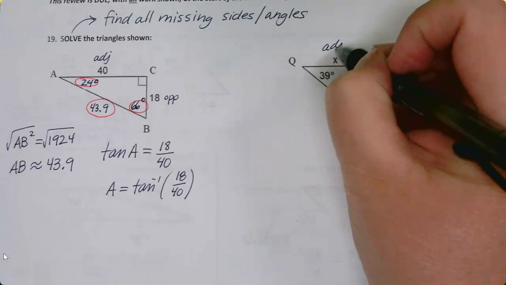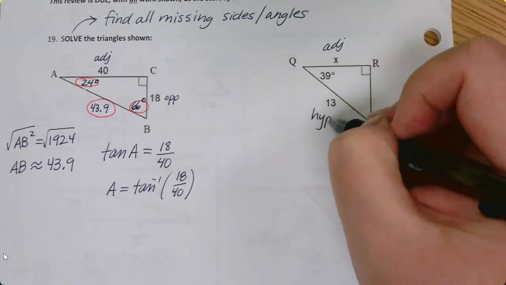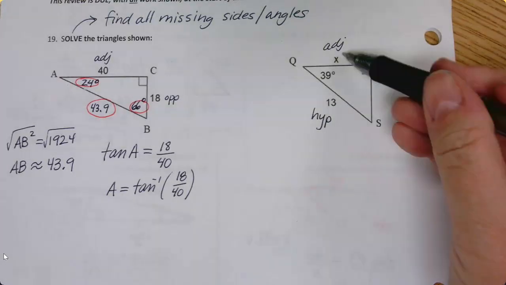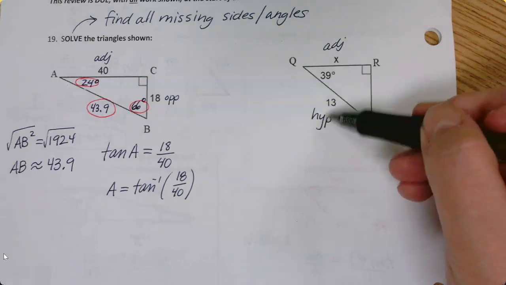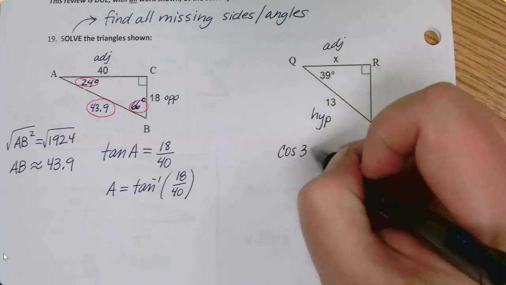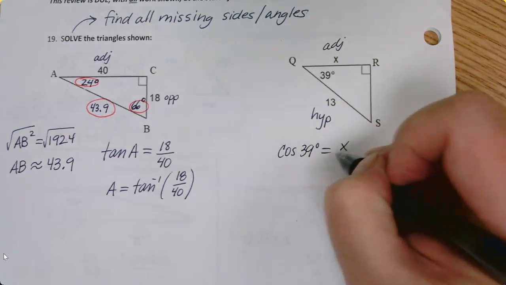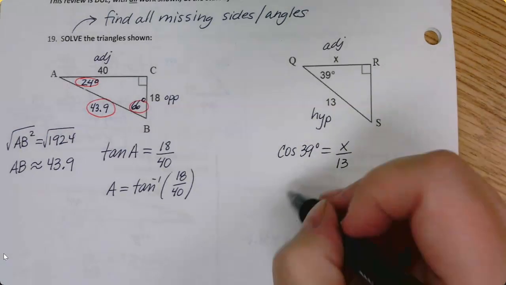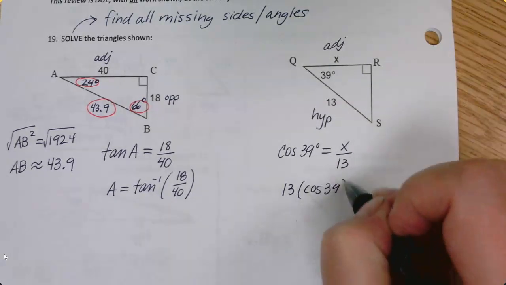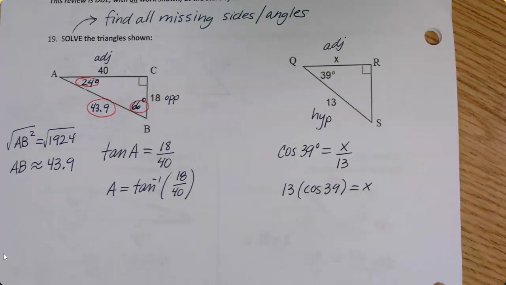Adjacent is here. Hypotenuse is here. I'm going to find this x. That's what I'm going to find first, because x kind of attracts me, and I want to do that. So this is cosine. Adjacent and hypotenuse is cosine. So cosine of 39 degrees equals adjacent over hypotenuse. Cross multiplying gives me this. And is x alone? Yes, it is. So I'm ready to put it in my calculator.